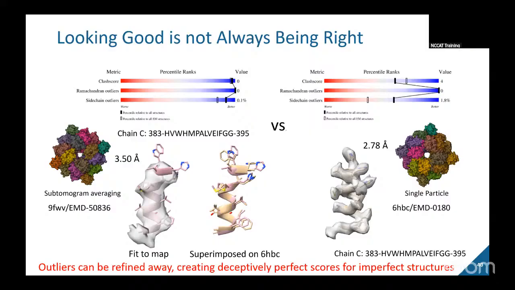You can see that in this model the outliers have been refined away within the broad density. Even these bulkier residues that you would expect to see signal for at this resolution, you can see many of them are in completely different conformations than what you have in the 6HBC model. It's much better supported by experimental density. And so what we have here is an instance of a structure that has a very nice score, but it's wrong.